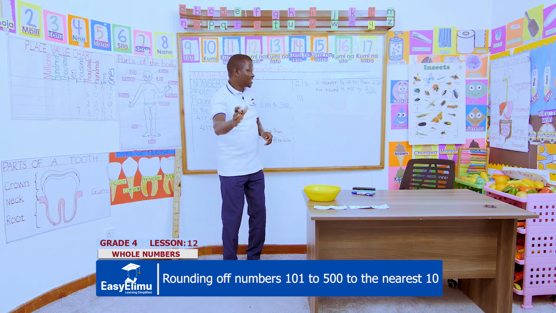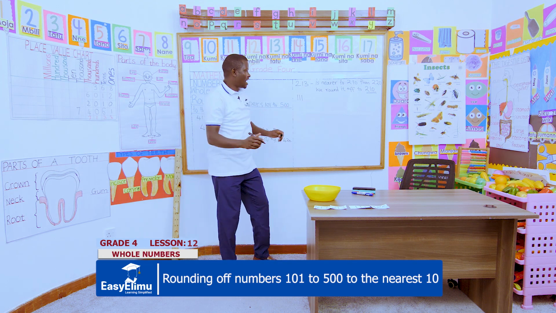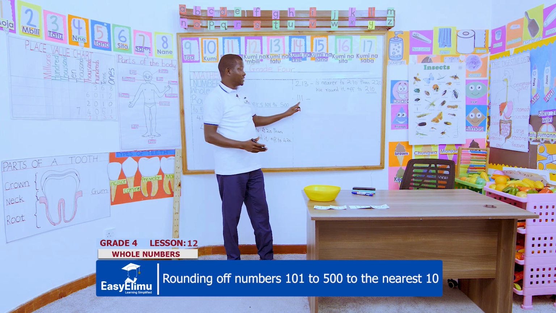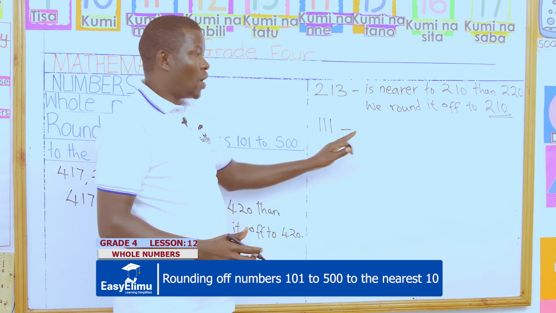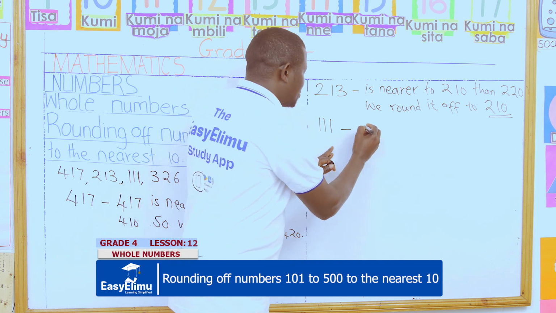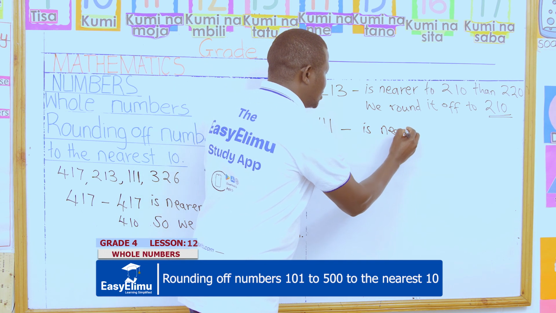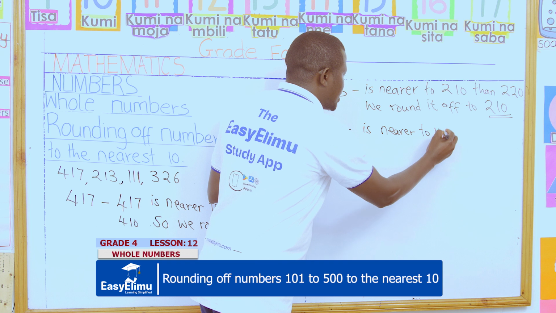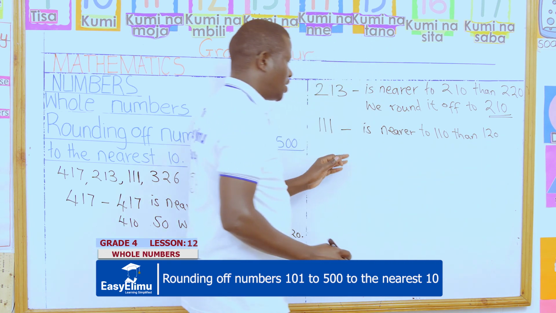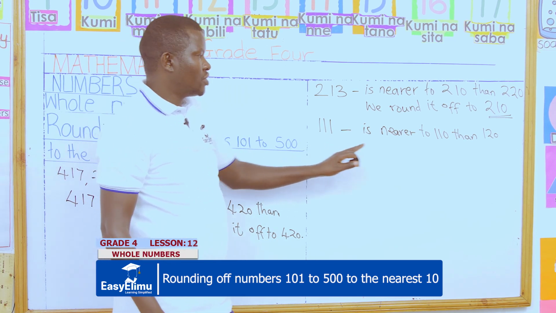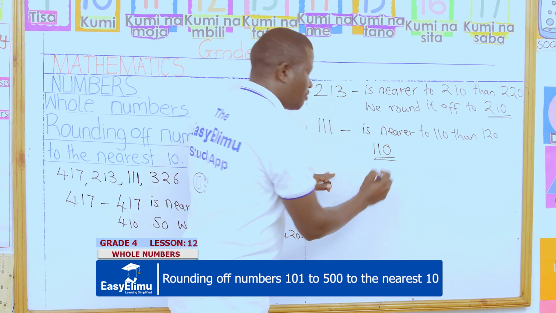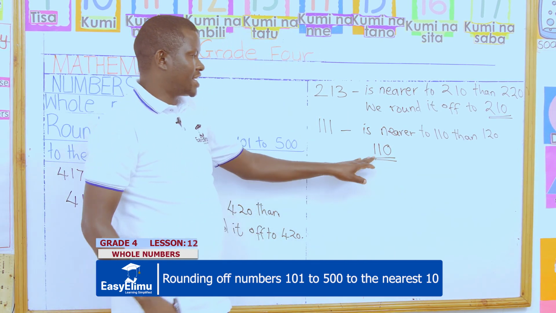And this one I'll ask Wangari to round for us. Wangari, what is your answer after the discussion with your group? It is nearest to 110 or 120. So 111 is nearer to 110 than 120. So when we are rounding it off, we round it off to 110. So our answer becomes 110. That is our rounding off.